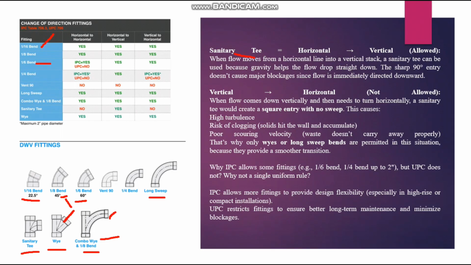So sanitary T, horizontal to vertical. I told in the earlier video also, horizontal to vertical. For example, this is your vertical, this is the horizontal connection. So in this area we are allowed to use the sanitary T when the flow moves from a horizontal line into a vertical stack. A sanitary T can be used because gravity helps the flow drop straight down. Because of the gravity flow, the flow will drop directly straight down. The sharp 90-degree entry doesn't cause major blockage since the flow is immediately directed downwards.